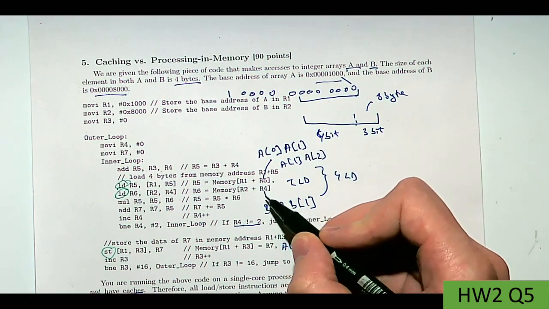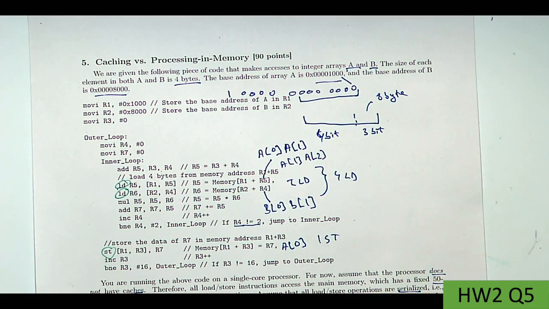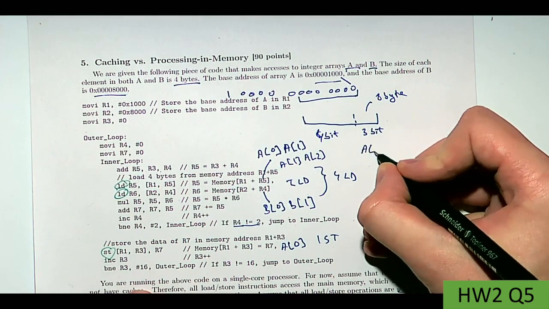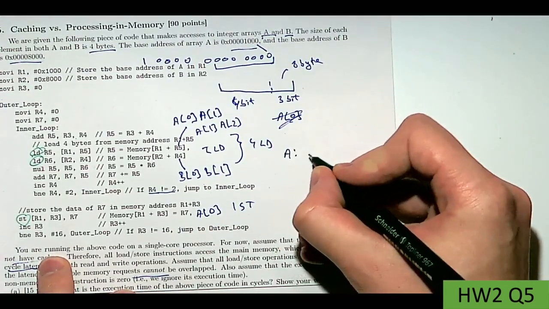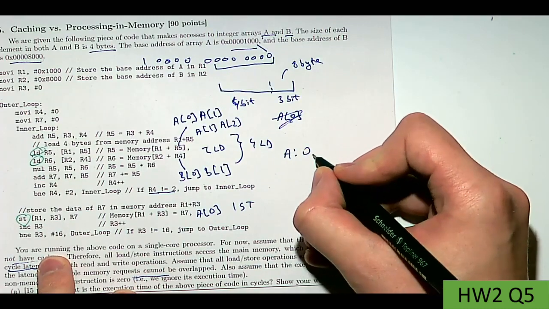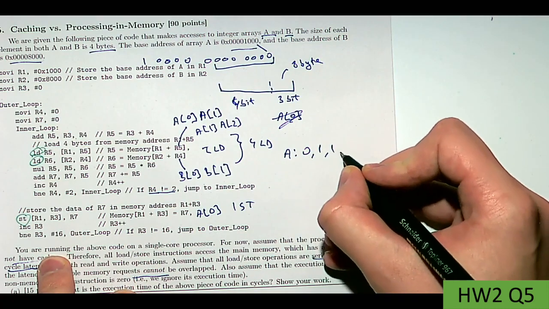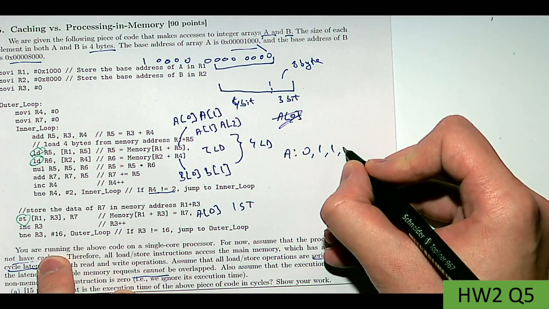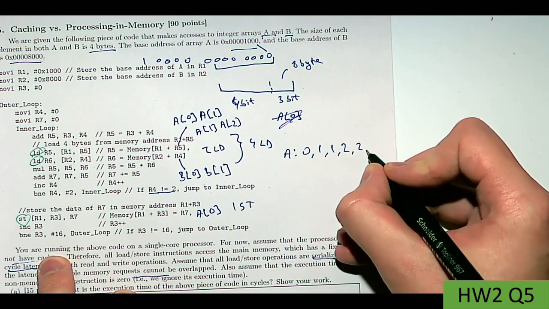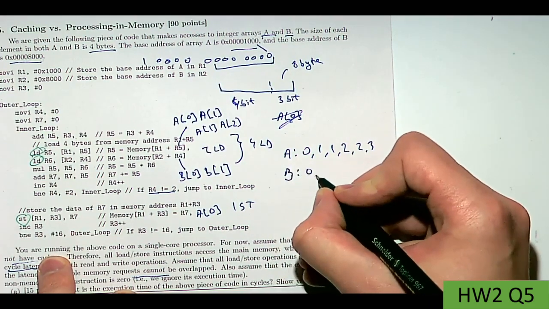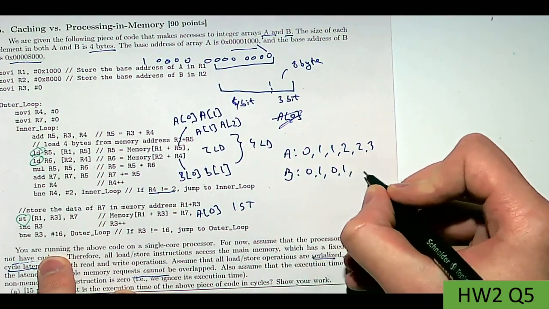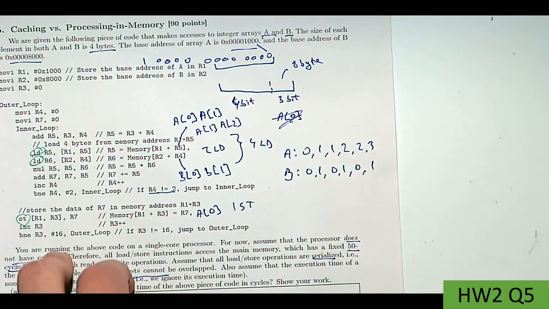Okay, but for B, nothing changed. We'll again access the first element of B, B0, and then B1. Is that clear? So basically, it goes like this: so we touch element 0 of A, and then 1. And then 1 again, and then 2, and then 2 and 3. It goes this way. But for B, we basically repeatedly access elements 0 and 1.